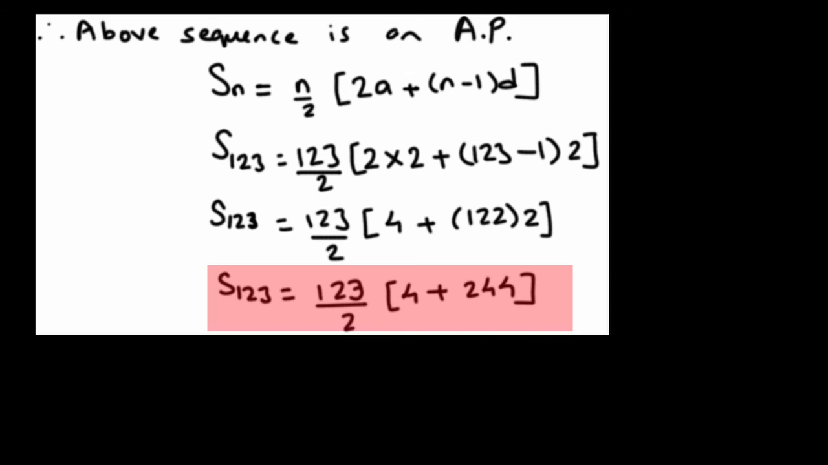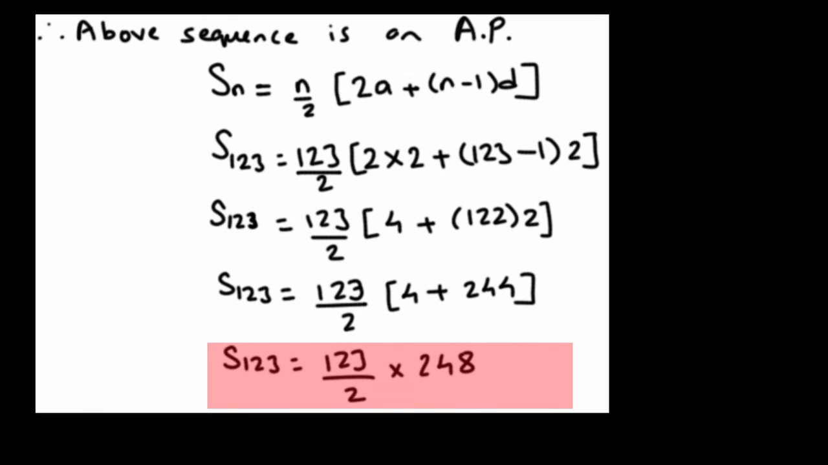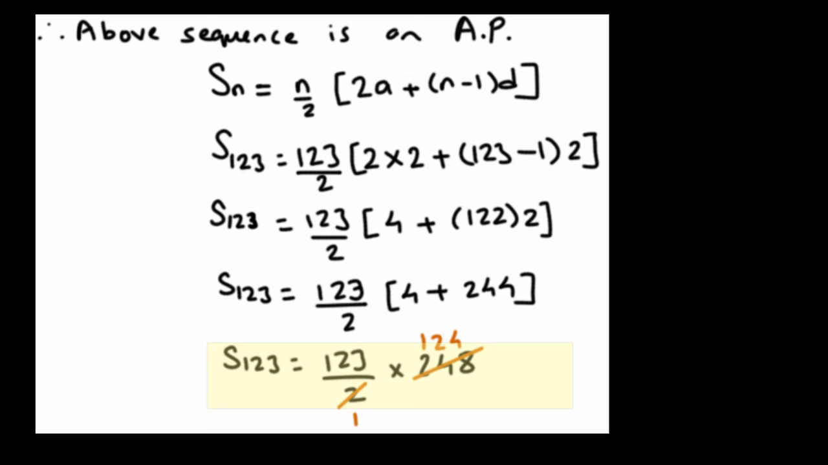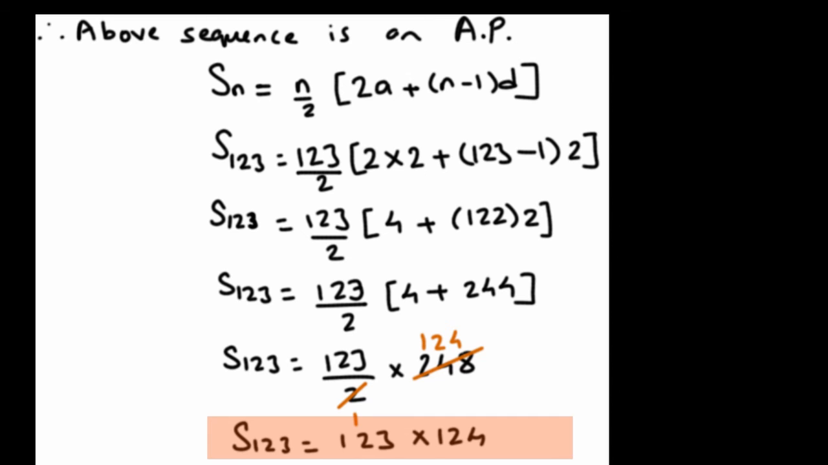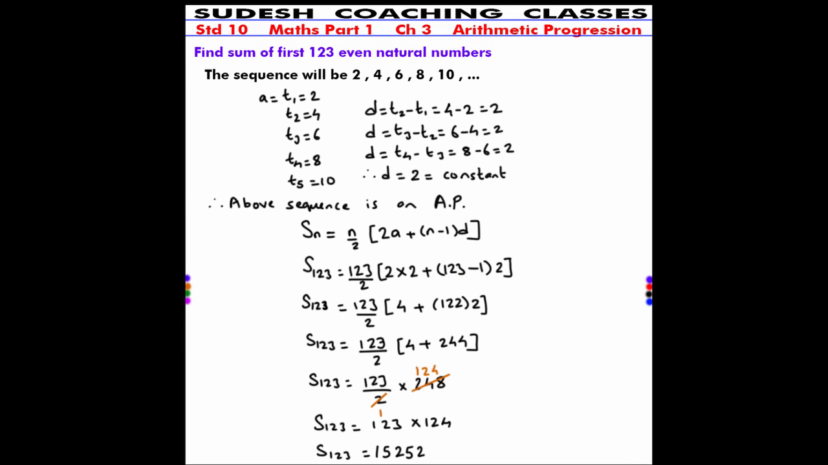Let's now add 244 plus 4 and that will give us 248. Let's divide 248 by 2 and that will give us 124. Now let's multiply 123 into 124 and the final answer will be 15252. So this is the whole sum, children.